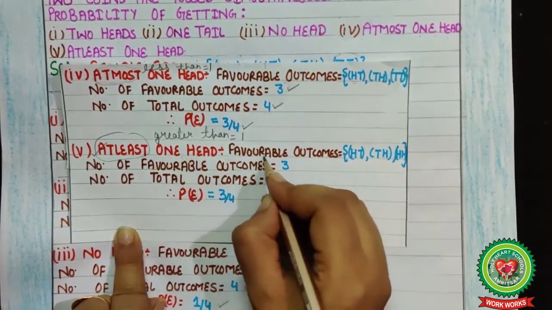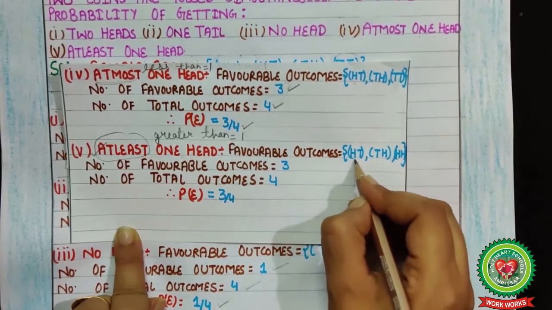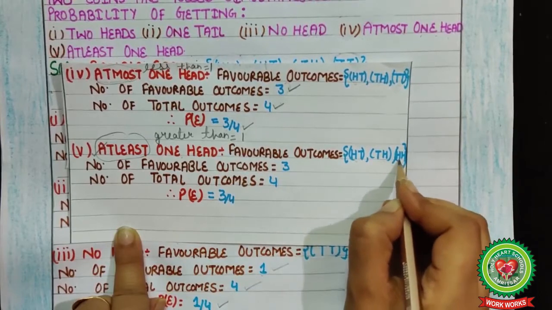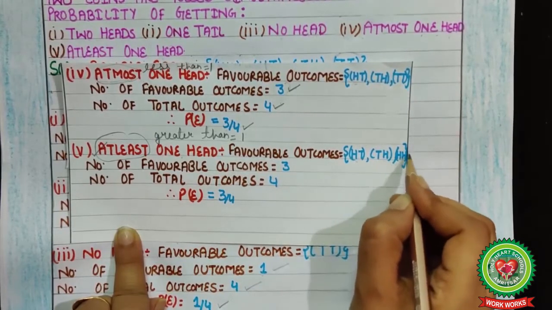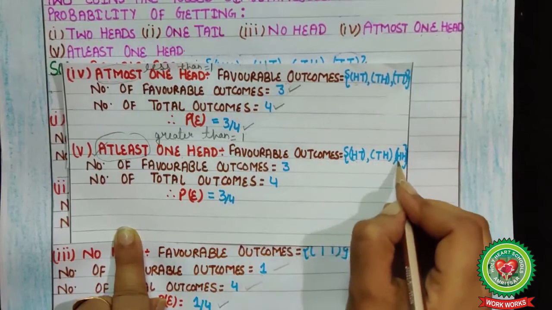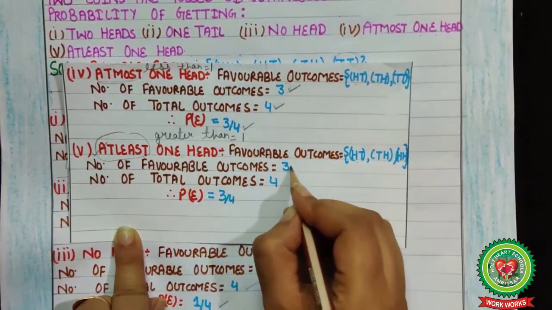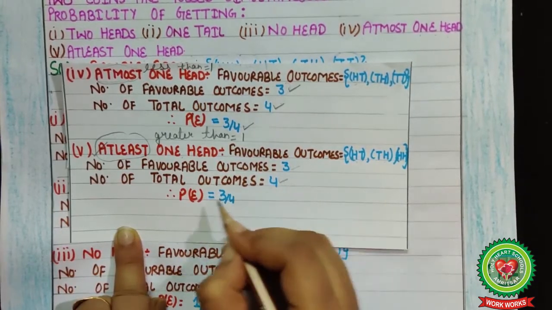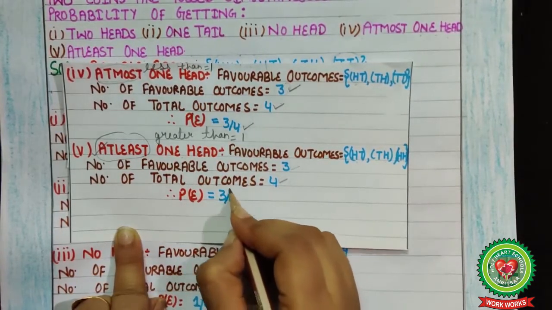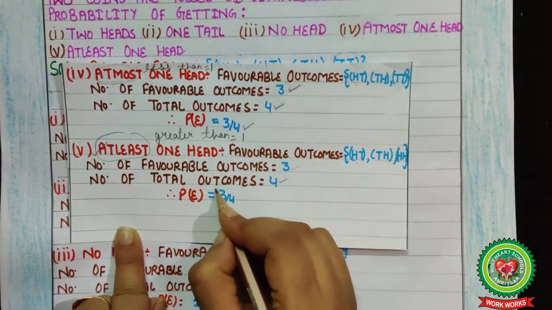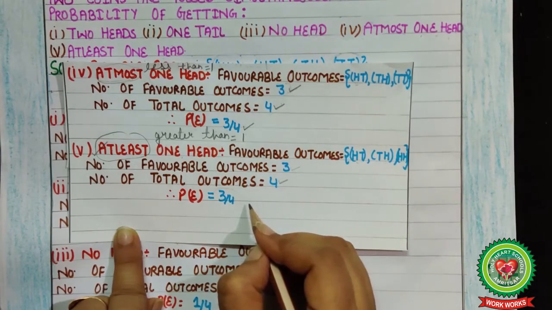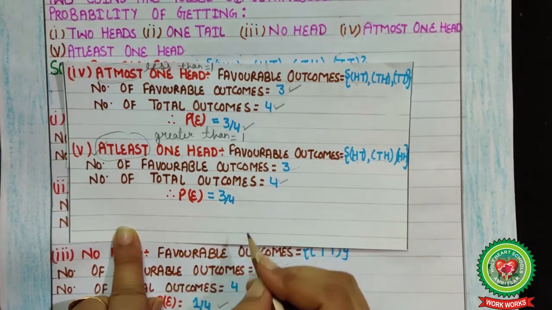So favorable outcomes will be HT with 1 head, TH with 1 head, and HH, since greater than 1 means 2 heads. So again, how many favorable outcomes are there? 3. And how many total outcomes are there? 4. So therefore P of E is equal to 3 upon 4. So this was all about the sums in which we have to find probability in the case of 2 coins.